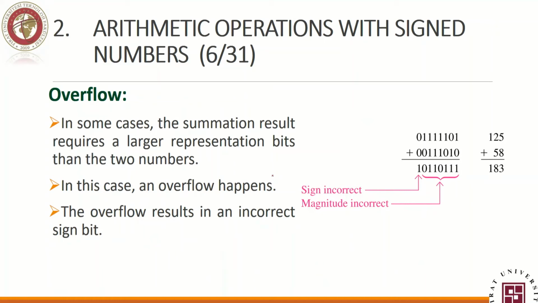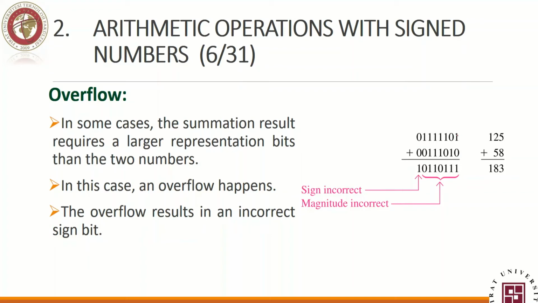Now, assume that we have two numbers to be added. Either they are both positive, or they are both negative. So both of these two numbers are either positive or negative. If we get a 1 in the sign bit, now both of them are positive, okay? Let's take this example now. Both of them are positive.